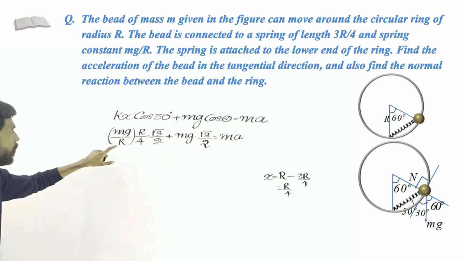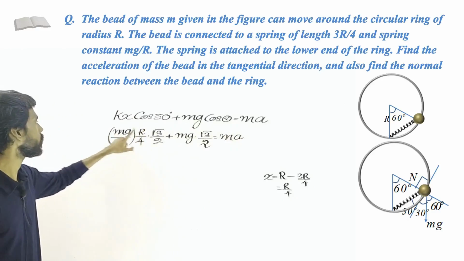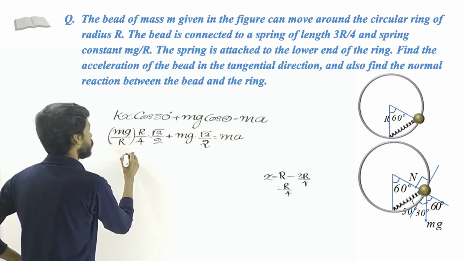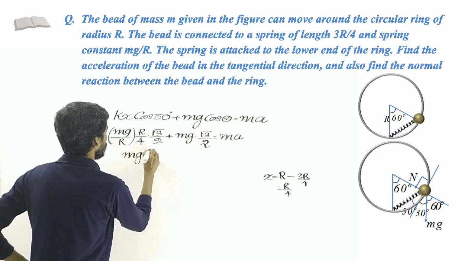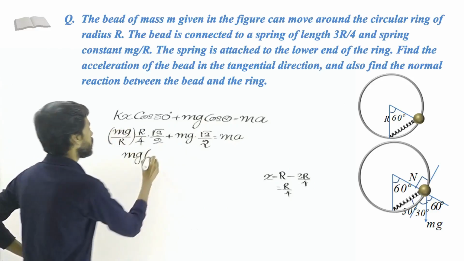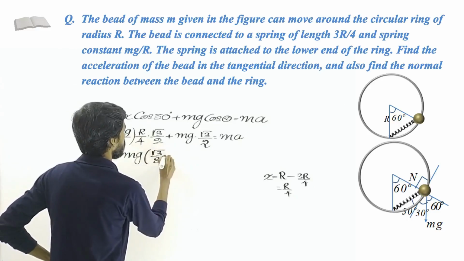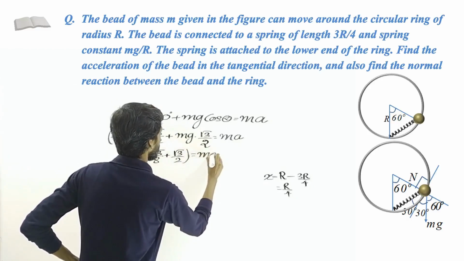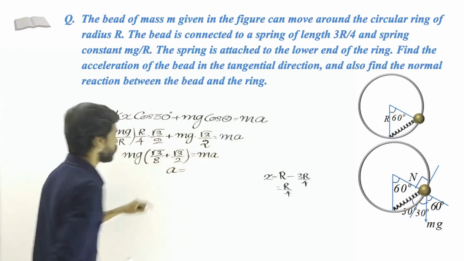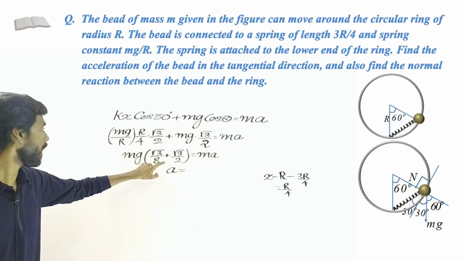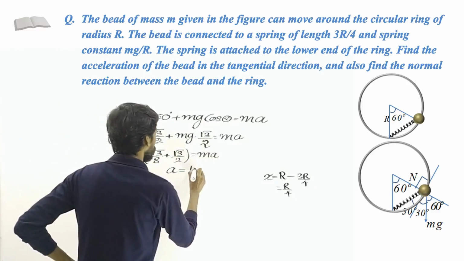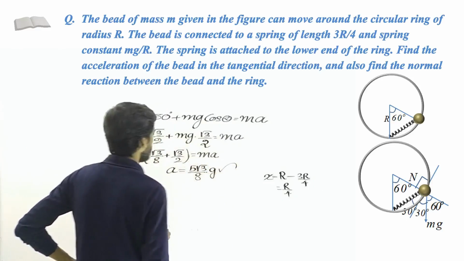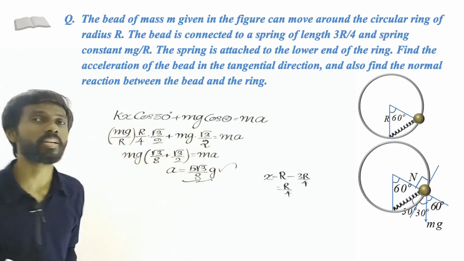So what do you get? We can simplify this. This r gets cancelled. So g, root 3 by 8. If you take mg out, r gets cancelled, root 3 by 8 plus root 3 by 2 equals mass times the acceleration. That will give you the acceleration. So this is 5 root 3 divided by 8. m gets cancelled, so 5 root 3 divided by 8 multiplied by g. That's all. That is the required acceleration in the tangential direction. So that is done.